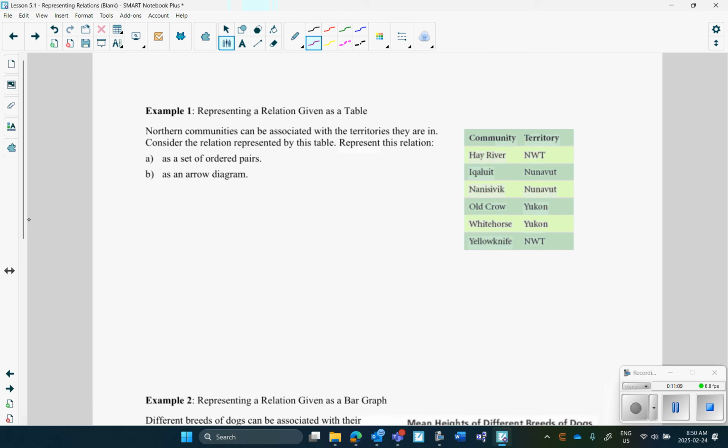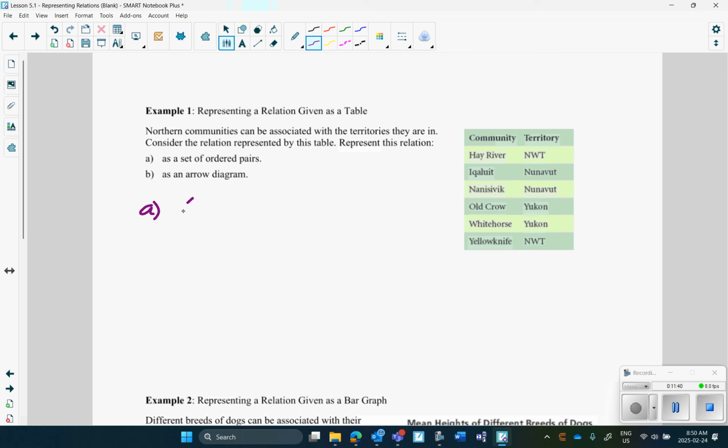We've got two sets of information, therefore a relation, relating a community in Canada with a northern territory that that community is located in. So that would be the rule. We're relating the community to the territory it's in. And it's shown to you as a table. So how would we take this and convert it to a set of ordered pairs?